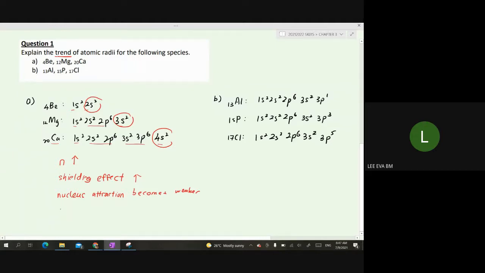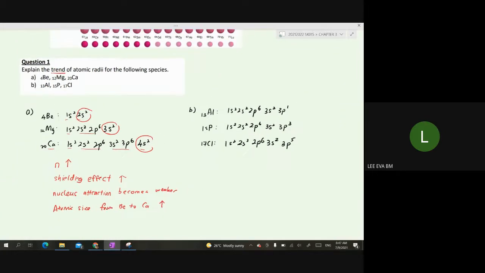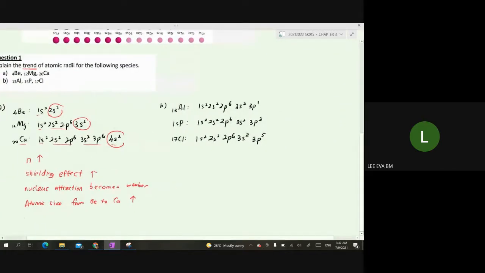Then how about the size, the atomic size or atomic radii from beryllium to calcium? Increases or decreases? Increases. Because the shells increase, the size will increase. Okay, so this one is the general idea of going down the group, down group 2.